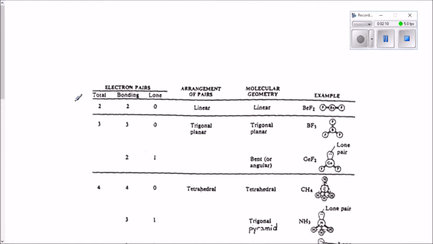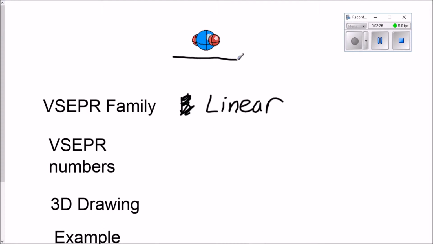So the first family, on the back of the handout you're going to be receiving, is linear. The linear family has 2 things bonded to it, and there's really only one thing that can happen. If you have 2 atoms bonded to you, you are a linear shape. Here is our linear shape in 3 dimensions. You have a central atom with 2 things bonded to it, and those bonding electrons are as far apart as possible.